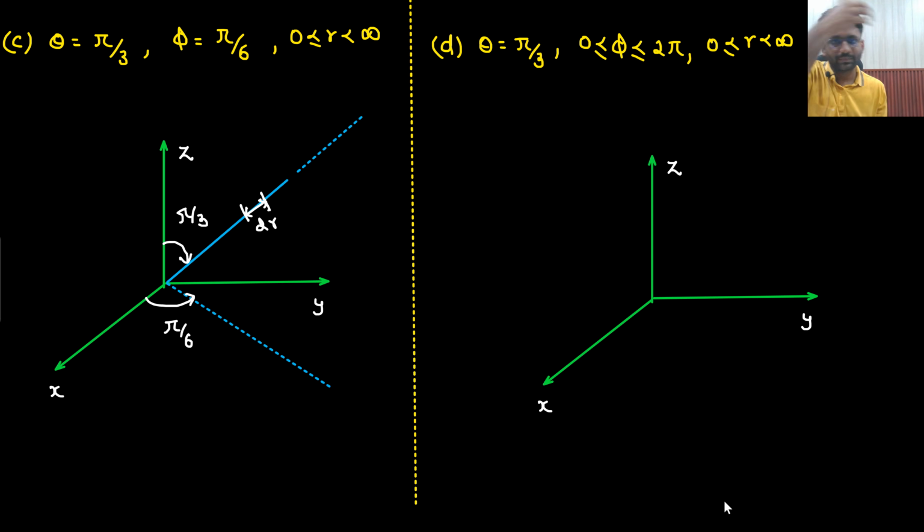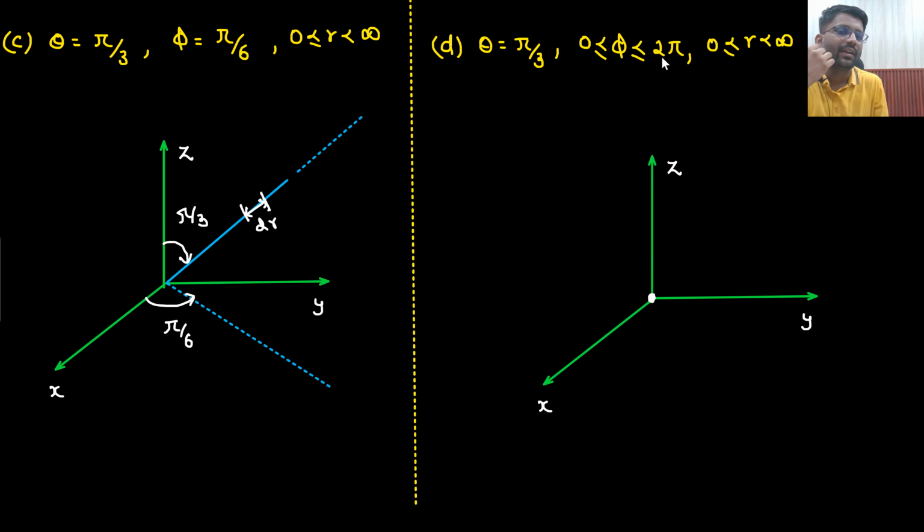What about this one now? Now only theta equals pi by 3 is fixed. R is also varying and phi is also varying. R and phi both are varying. Let's just say r is 0, phi is 0, and theta equals pi by 3. R is 0, phi is 0 will be here.